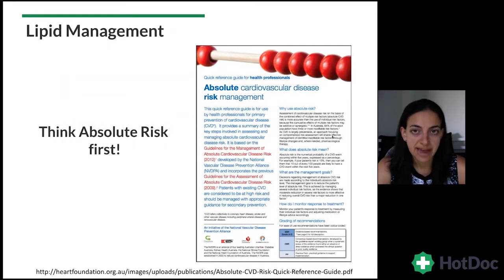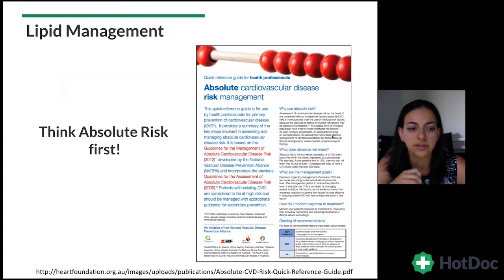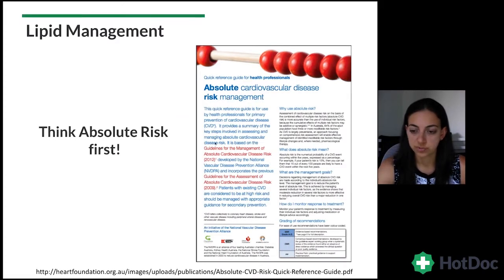Now, when we look at lipid management, we still have to bring it back to think about absolute risk first. Instead of just going head first and tackling that lipid value, take a step back and look at what the absolute risk profile is for this patient. And then we can take it from there. I've given you a reference guide for health professionals called the Absolute Cardiovascular Disease Risk Management. It has a lot of great information on, if we are looking at specifically addressing lipids, what do we do? What's recommended?